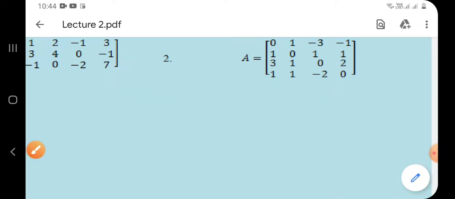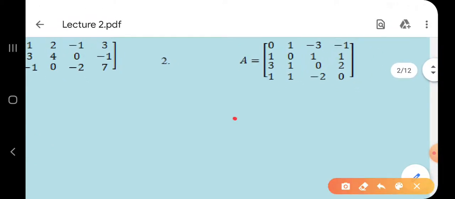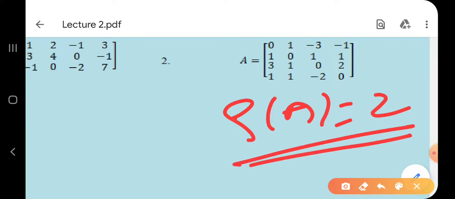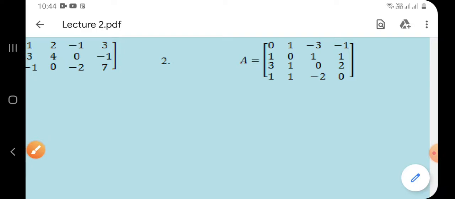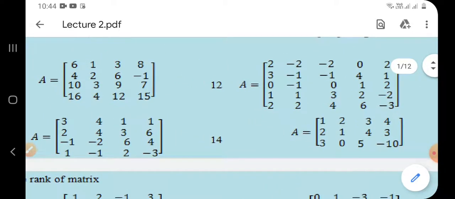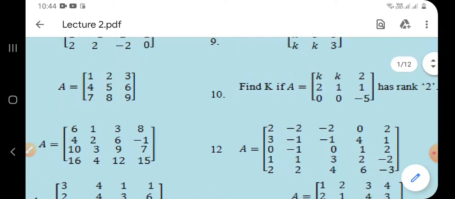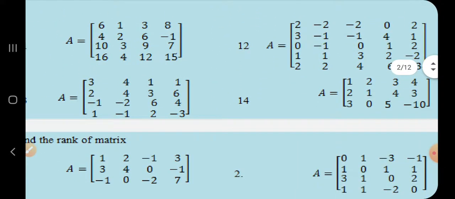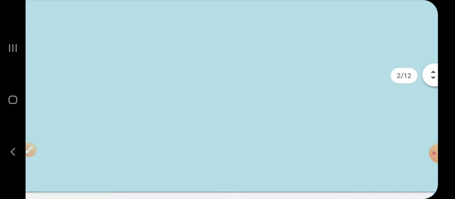So our answer is rank of A for both matrices, it is 2. Understood it? Now we'll turn towards our next concept. Same way you can solve these problems which are in front of you. Try to solve them and find the correct answer. Plenty of examples I keep in front of you. You try one by one, and if you are not able to solve, then you can ask me.